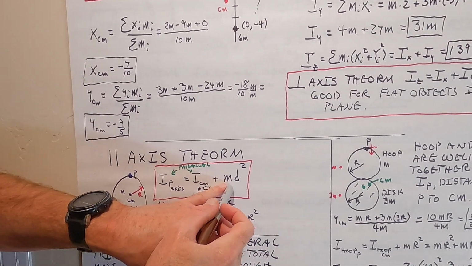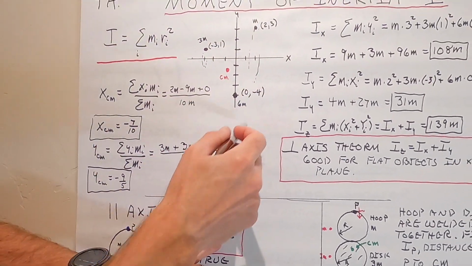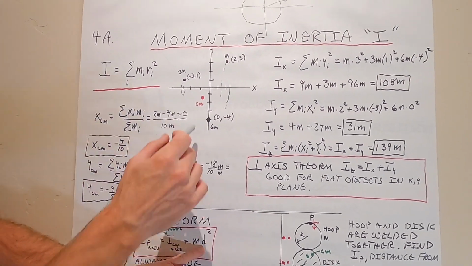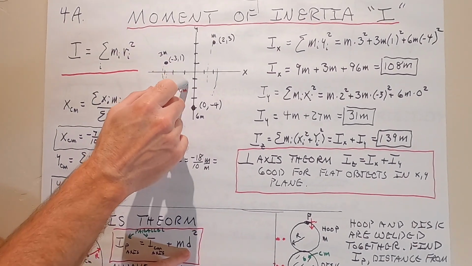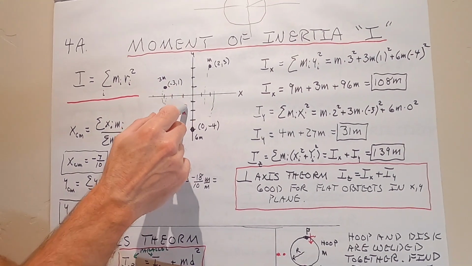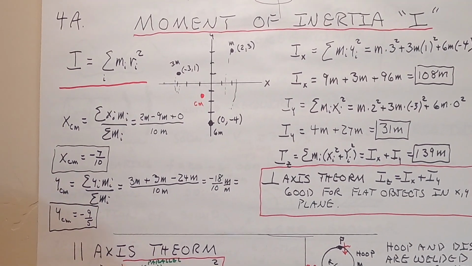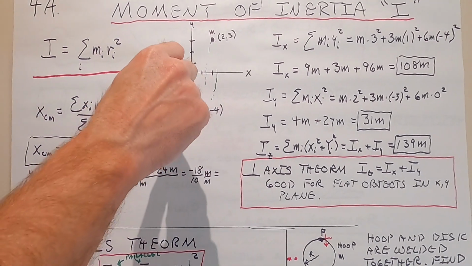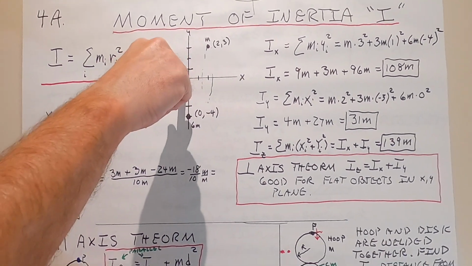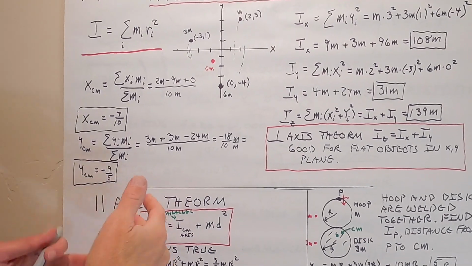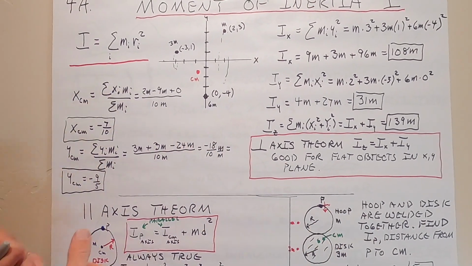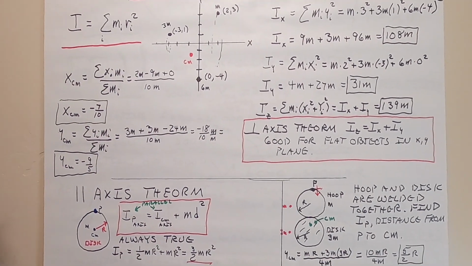And that would be the mass of everything, which is 10 m, and that d would be the distance from here to here squared. And I could plug that in. I could calculate that distance. And so I could get the I about the center of mass. It'd be the I about this axis right here. So this is true even for not flat objects, for three-dimensional ones.